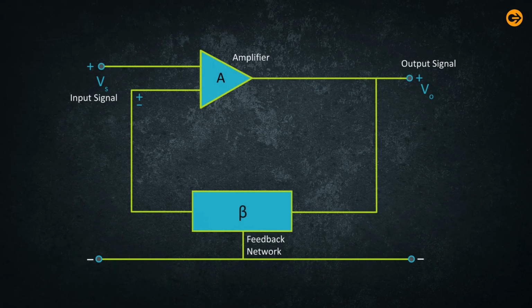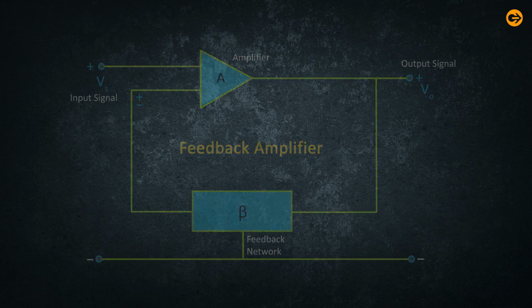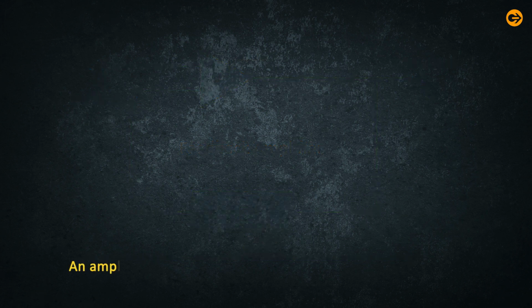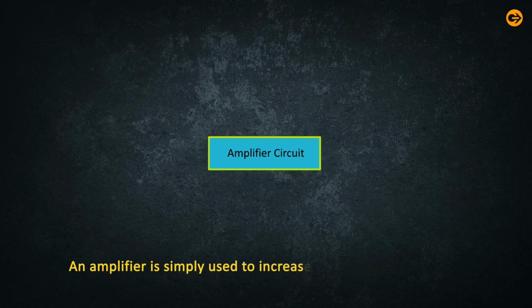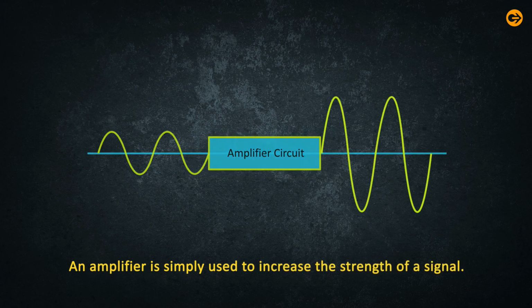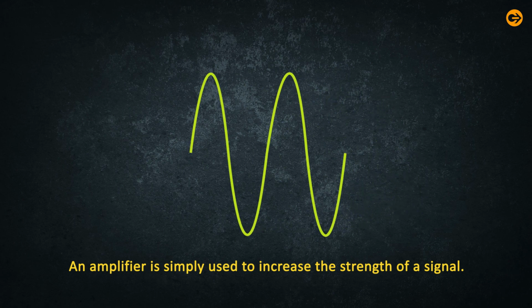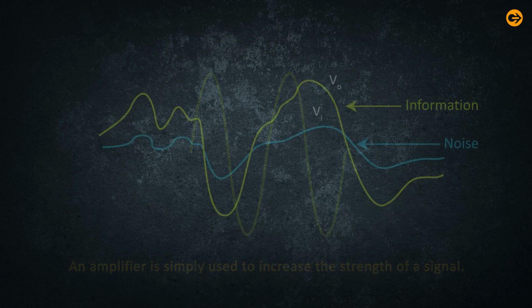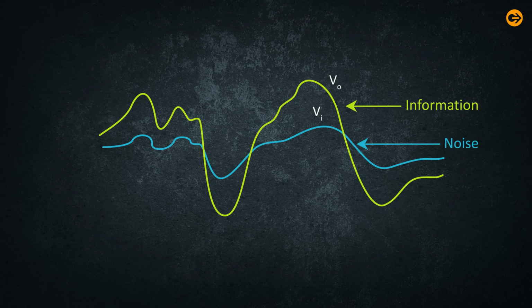Hello students, we are back with another session of electronic devices and today we are going to discuss feedback amplifiers. At this time we all know that an amplifier is simply used to increase the strength of a signal. While amplifying, the signal strength of the input signal can be increased. The increased part includes information with some noise.